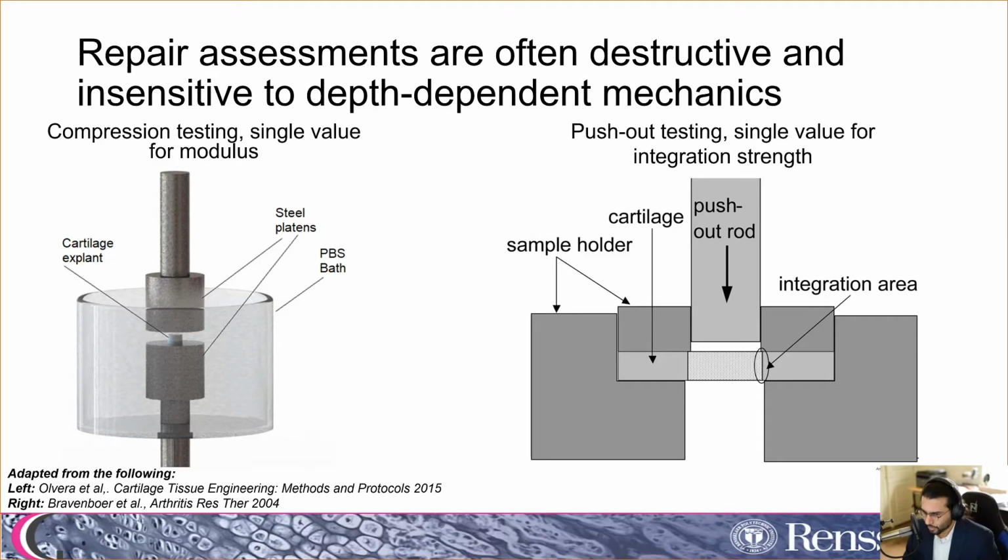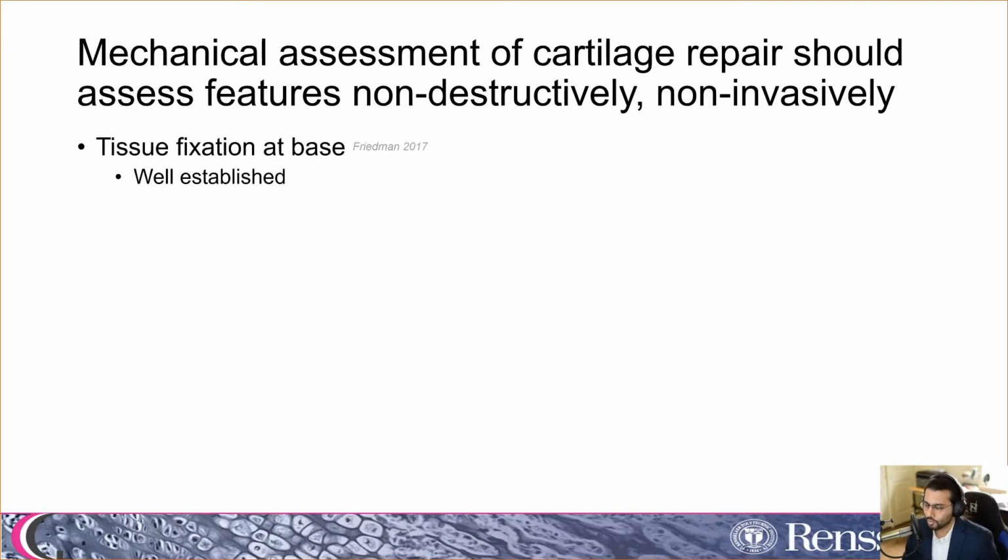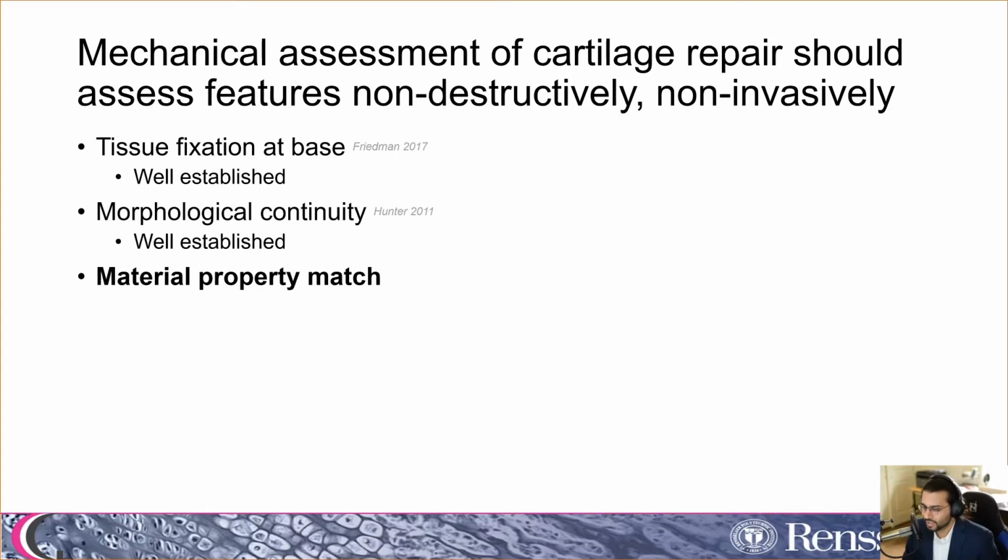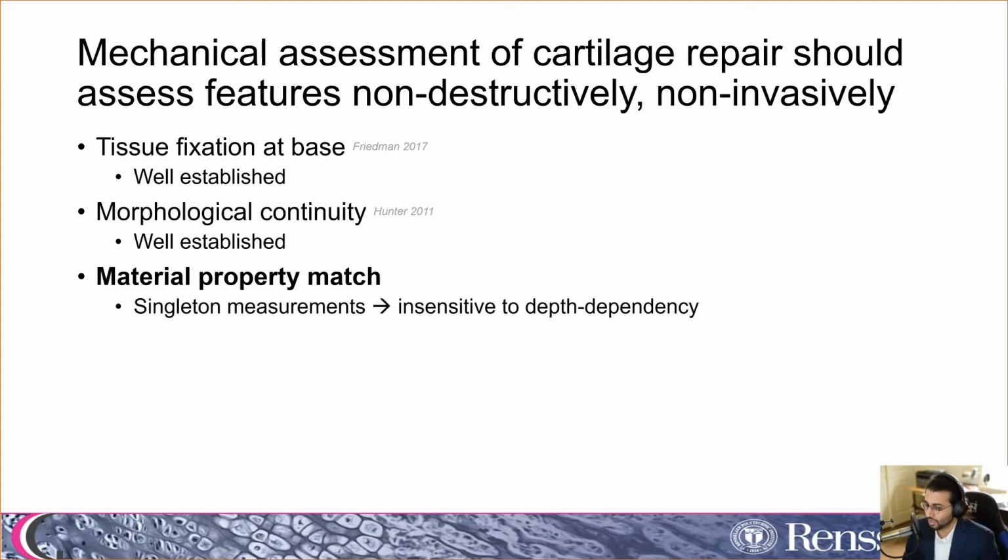measurement. So while these mechanical assessments have improved, they don't pay attention to all of the key features necessary in cartilage repair. So in the field, it is well established that tissue should be fixed. Of course, we want a nice stable tissue that stays in place, and it should be morphologically continuous, meaning that it is smooth and matches the surrounding tissue. But when considering material property match, these studies only measure bulk properties, which effectively discards all we know about that depth-dependent structure. These tests also are destructive.